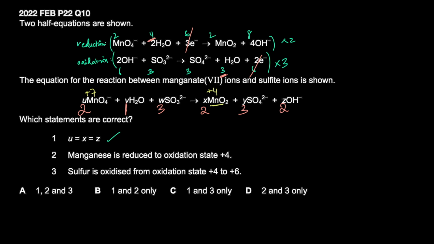So the manganese is going from +7 to +4. So the oxidation number is decreasing. So it is being reduced to an oxidation state of +4. So statement 2 is correct. And then statement 3 says sulfur is oxidized from oxidation state +4 to +6.